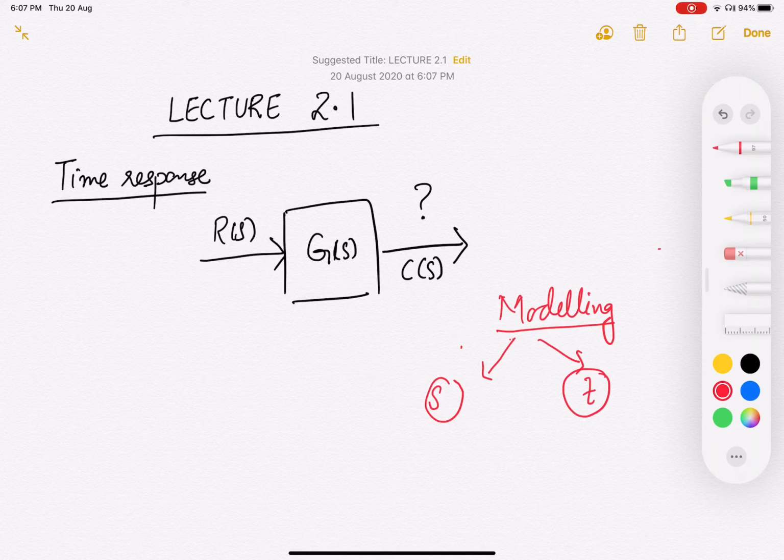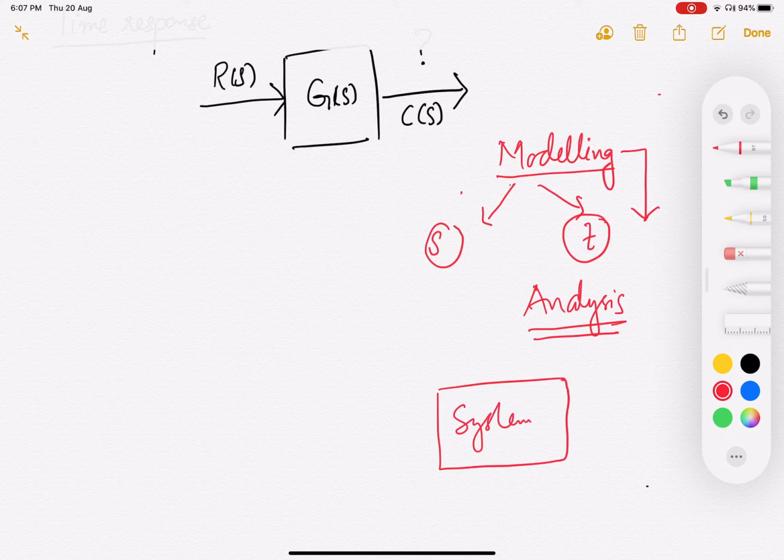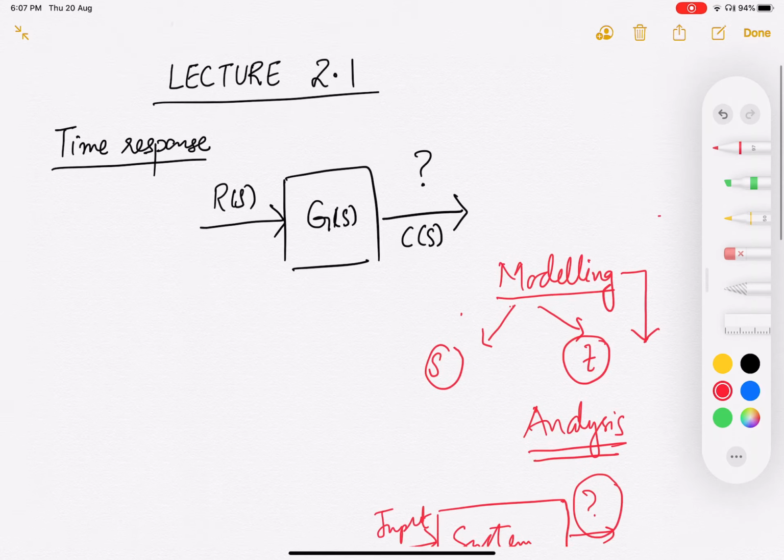Now, immediately after modeling, the next step that is evident is analysis. So why do we have the model? We have the model because we want to analyze the system. Mathematically, we model it and then we analyze it. And what is analysis? Analysis is that you have the model of the system, right? You have the system and you subject it to certain input and you are interested in finding out the output, right? So this is the subject of this unit here.